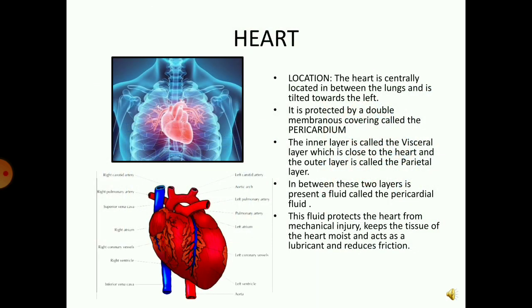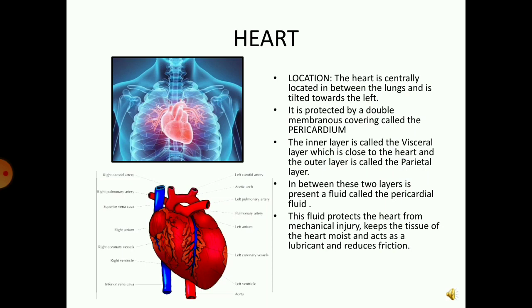First, we will discuss the location of the heart. The heart, unlike what people think, that it is placed on the left, is centrally located in between the lungs, but it is tilted slightly towards the left. That is the reason why people think the heart is on the left side of their body. Because of this, the left lung has 2 lobes, whereas the right lung has 3 lobes.